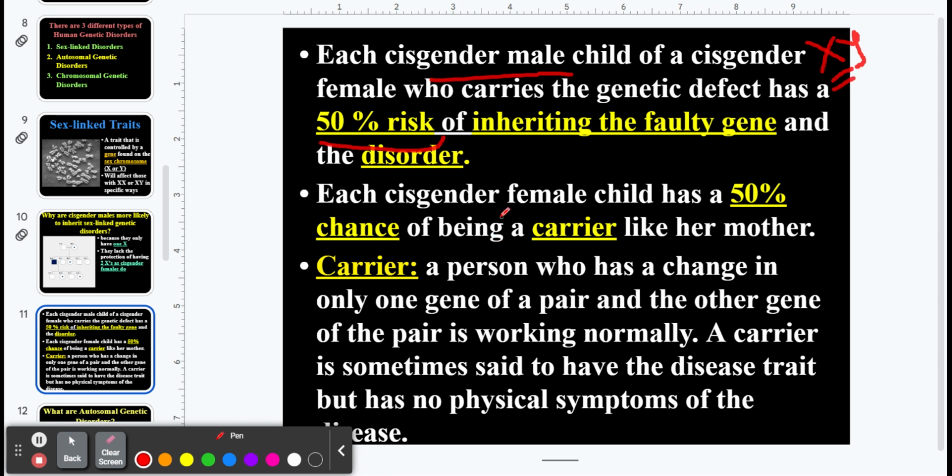On the other hand, if we look at a cisgender female child, it's going to have a 50%, which is also a pretty high number, right, of just being a carrier. A carrier means that they may have that change on their gene, but because there's two of them, let's say this one has that change, there's a second X chromosome right here that allows the option that they may not even experience any changes from that gene.